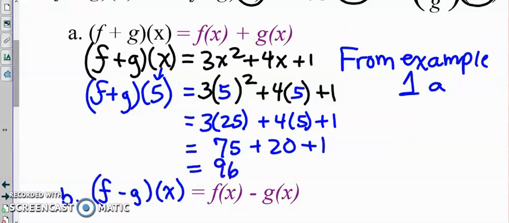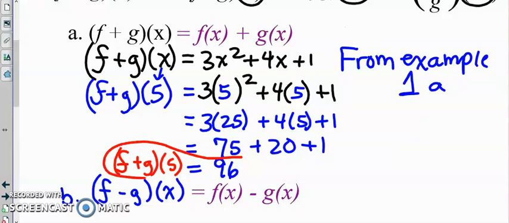So what we need to make sure we have for our final answer is not just 96. That part is important, but not that important compared to the whole thing. We need to understand what 96 is. This function value evaluated at 5 is 96. So the f function plus the g function evaluated at x equals 5 is 96. When it comes to a test, a quiz, or even homework, make sure you write this out. That is f plus g of 5 equals 96.